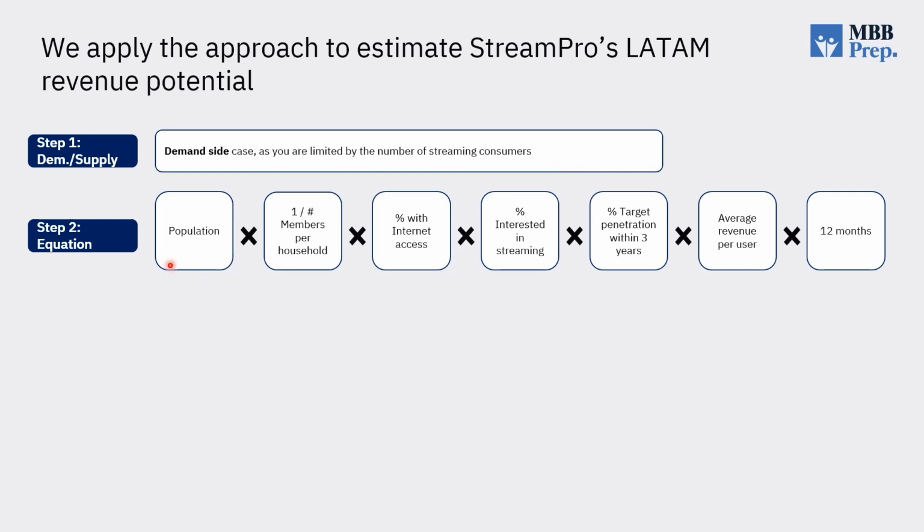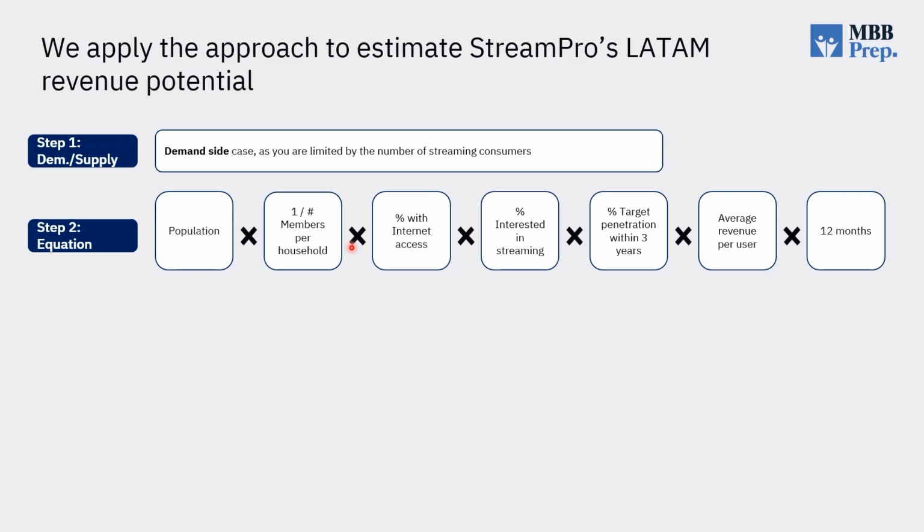You should always walk the interviewer through your equation. For example, you could say something like, "This is my equation. Let me walk you through it. First, I will consider the LATAM population. Then I will multiply this by the average number of members per household to get to the number of households in LATAM, because I'm assuming that when we say user subscription, it's primarily each household taking a subscription, right?